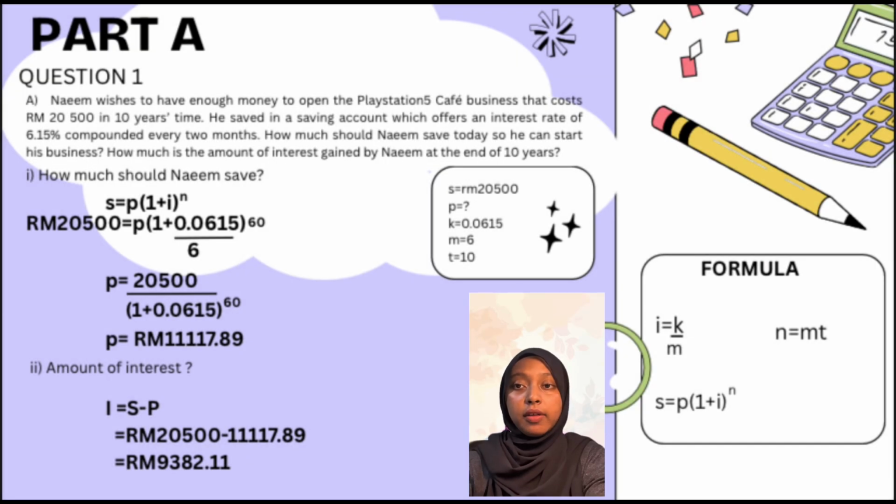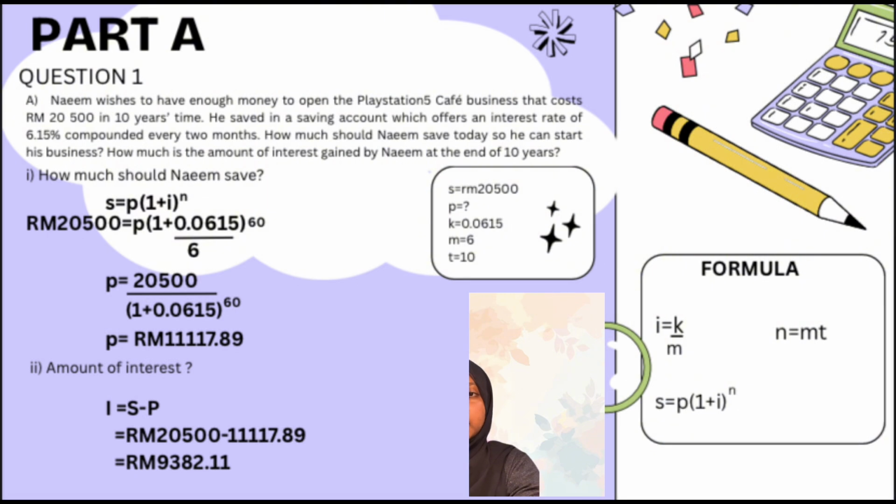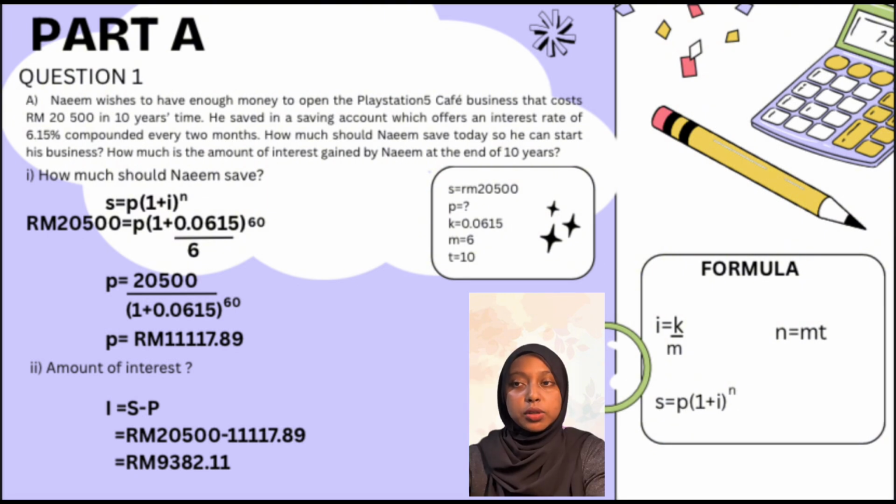Naim wishes to have enough money to open a PlayStation 5 cafe business that costs RM 20,500 in 10 years' time. He saved in a savings account which offers an interest rate of 6.50% compounded every 2 months. How much should Naim save so he can start the business? How much is the amount of interest gained by Naim at the end of 10 years?